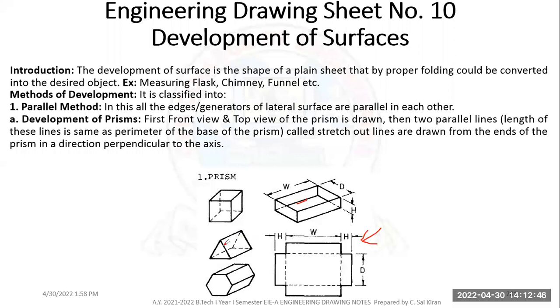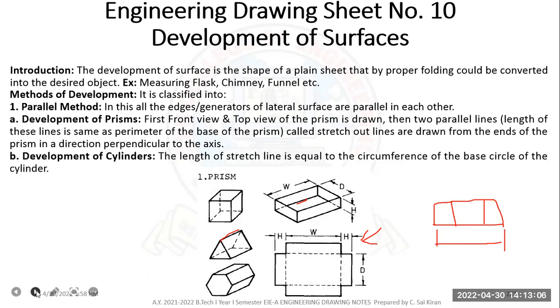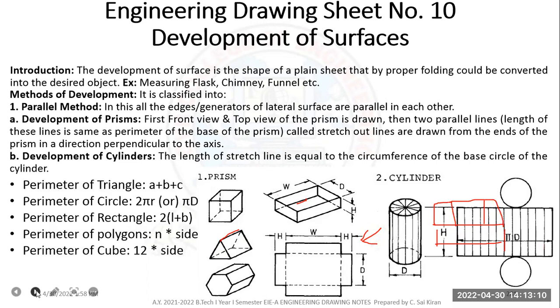So similarly, if you want to make the development of this triangular prism, here we will be cutting the object and we'll be getting the shapes, only 1, 2. Then these are the 3 things we'll be getting. So this will be the perimeter of the triangle. Similarly for hexagon, you have to take the perimeter of the hexagon. Okay, there's a formula for how to calculate this one.